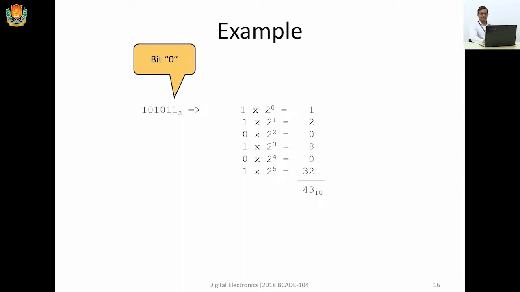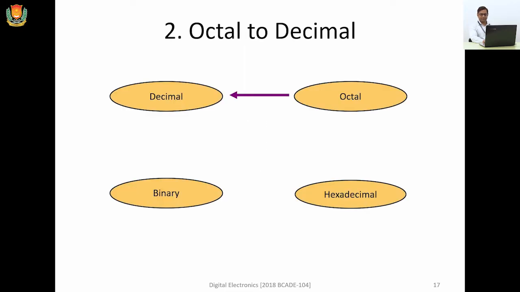43 in decimal or 101011 in binary. Both are equal. It is the conversion of binary number system to the decimal number system. I think you got it.